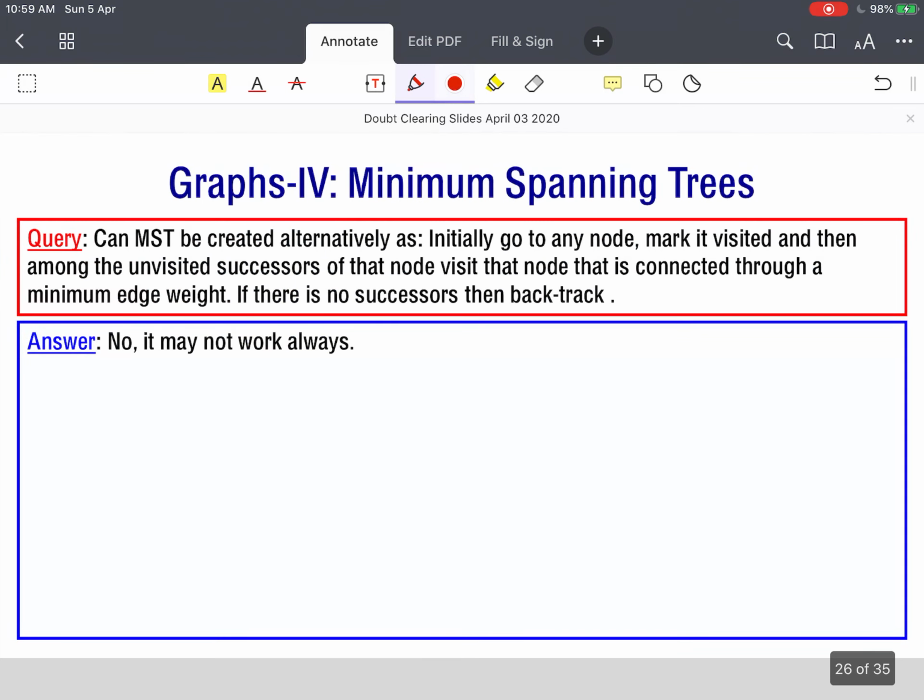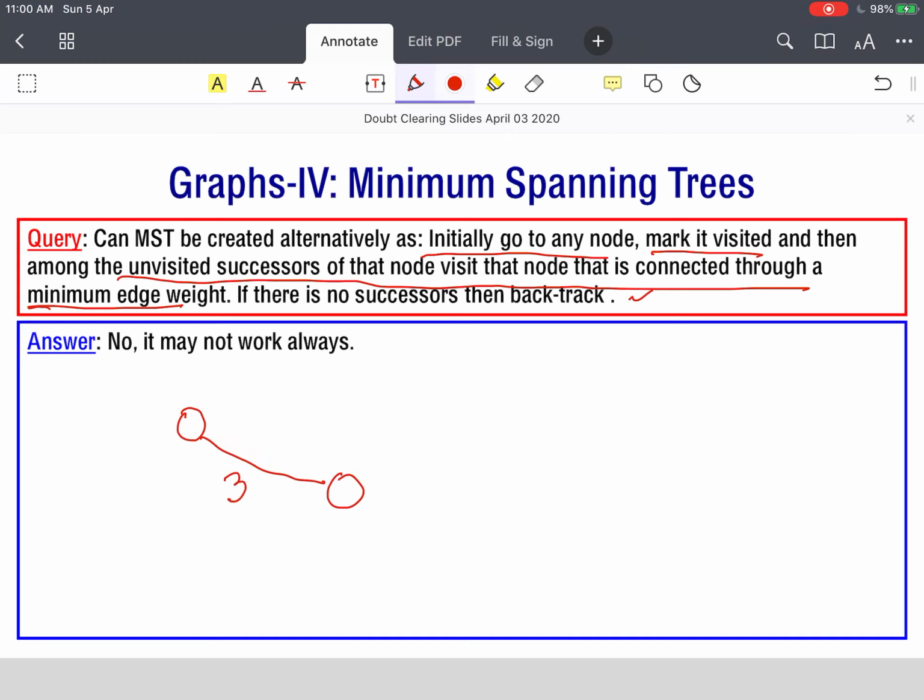We come to the fourth lecture on minimum cost spanning tree of a graph. The question was that here is an algorithm which somebody has proposed. Initially go to any node, mark it visited, and then among the unvisited successors of that node, go through a minimum weight edge; if there are no successors, then backtrack. So suppose there is a graph like this.